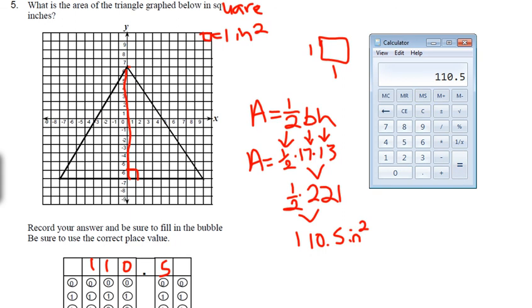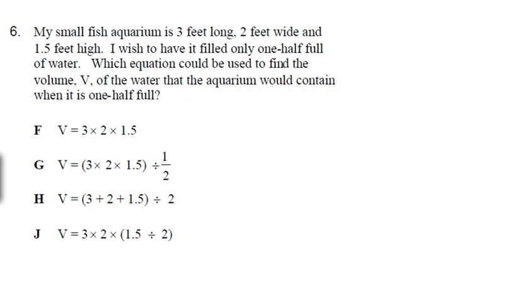Okay. Number 6. Small fish aquarium, 3 feet wide, 2 feet wide, 1.5 feet high. I filled it half full of water. Which equation can be used to find the volume of the aquarium? Well, we can start by looking at the formula for volume. Volume in 7th grade is always the area of the base times the height.